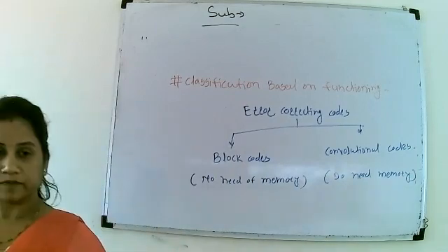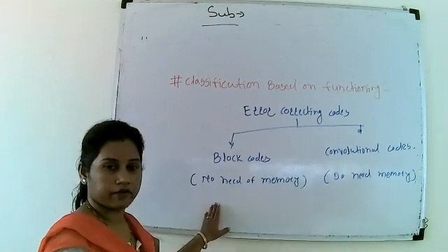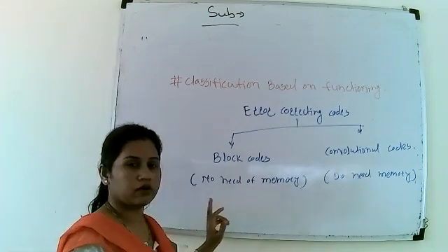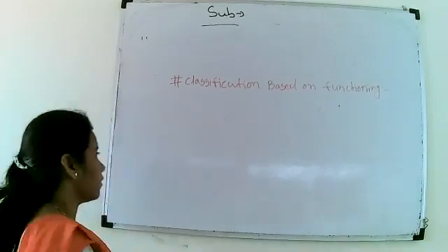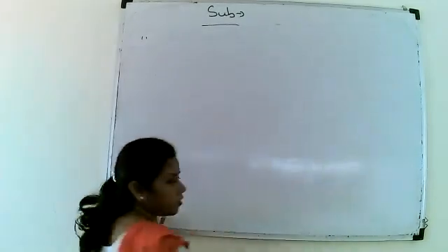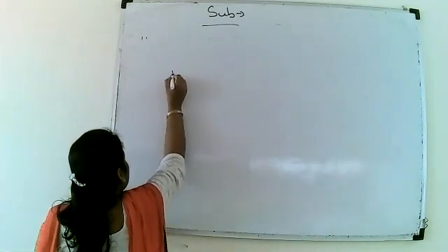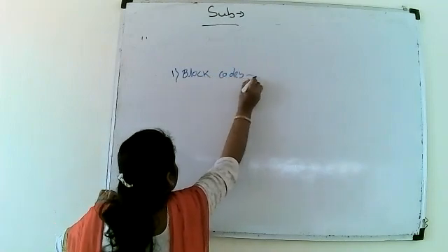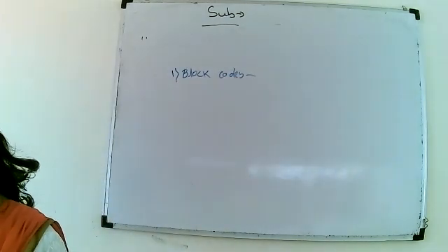Now we will see the details about the block codes. Just remember one thing here: in block codes there is no need of memory, and in convolutional code you do need memory. From these block codes and convolutional codes, we will see the details about the block codes. Block code.